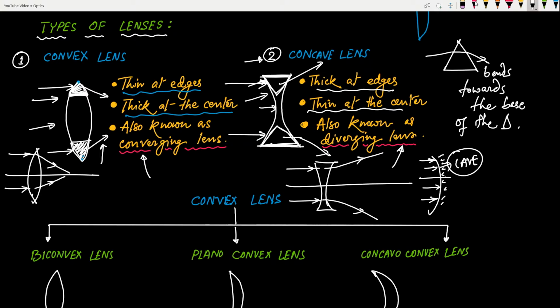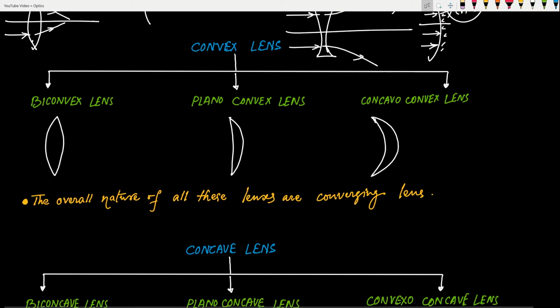Now let's move on to our further classification of convex lens and concave lens. As you can see, convex lens can be further divided into three subcategories, that is biconvex lens, plano-convex lens and concavo-convex lens. Very simple, biconvex means both the surfaces are convex. Bi means two, so both the sides are convex, so this is a convex surface, and again if you see it from this side, this is a convex surface, so this is known as biconvex lens.